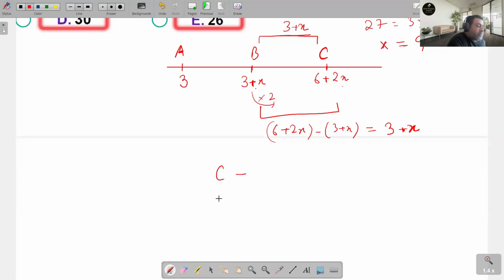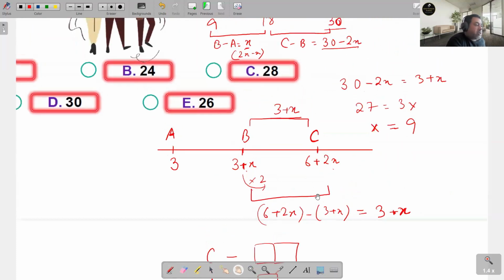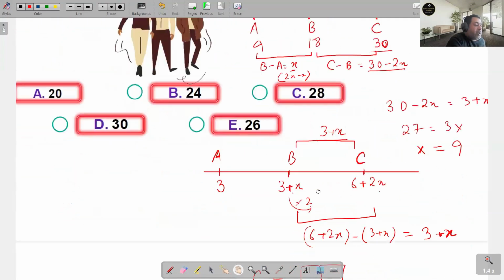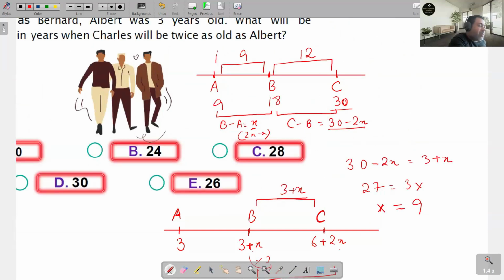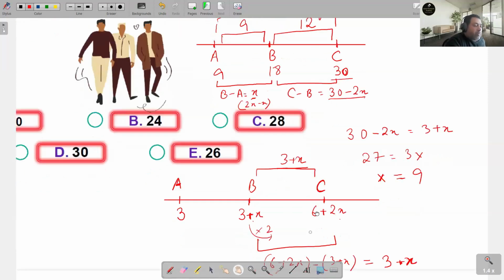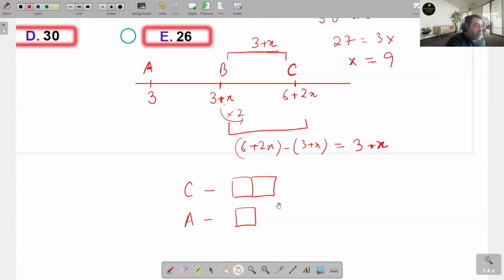So Albert is 1 block and Charles is 2 blocks, correct? Because Charles is going to be double of Albert, right? Now the difference here, we saw, is 21 years, because the Albert and Charles difference is 21 years from the first conditions we can see here. So this difference of 1 block is going to be 21. 2 blocks minus 1 block is 21. Therefore, Albert's age will be 21 at that time and Charles' age will be 42.